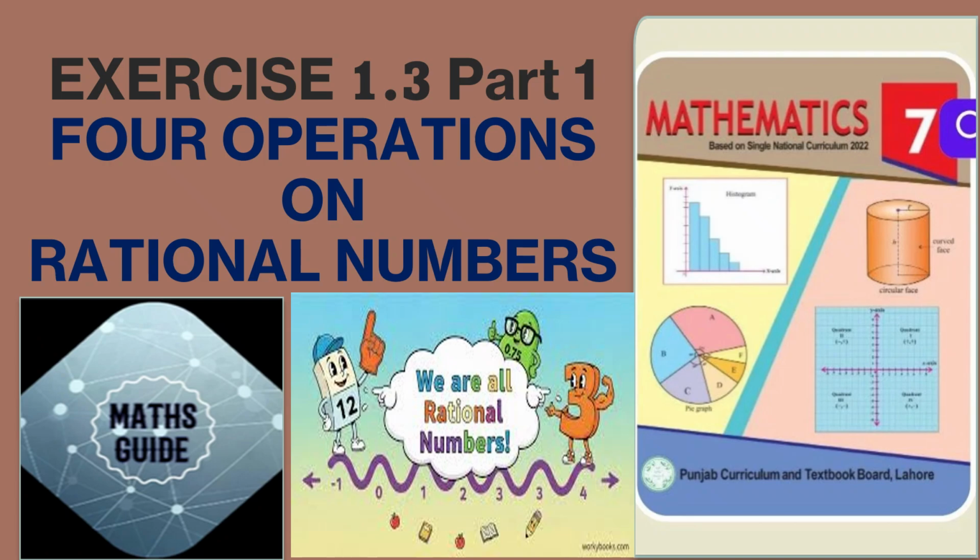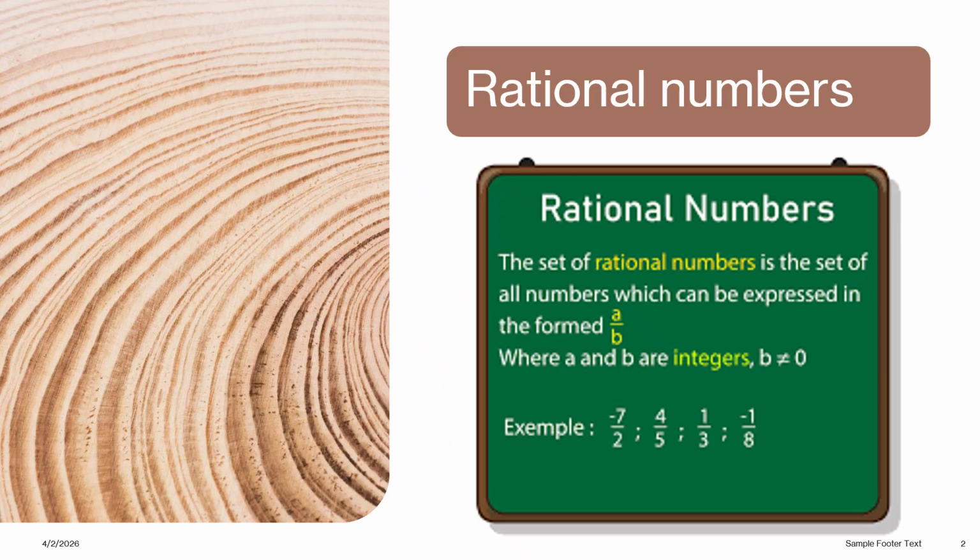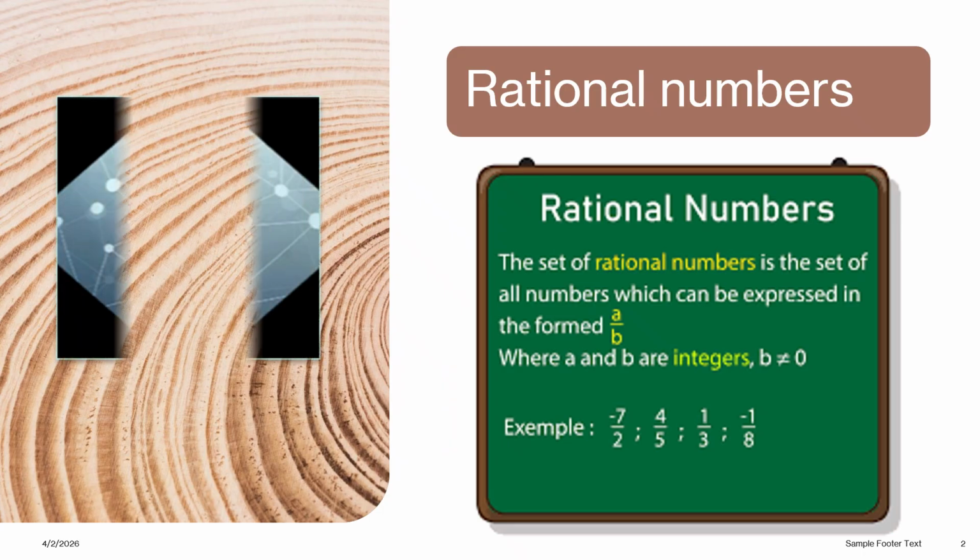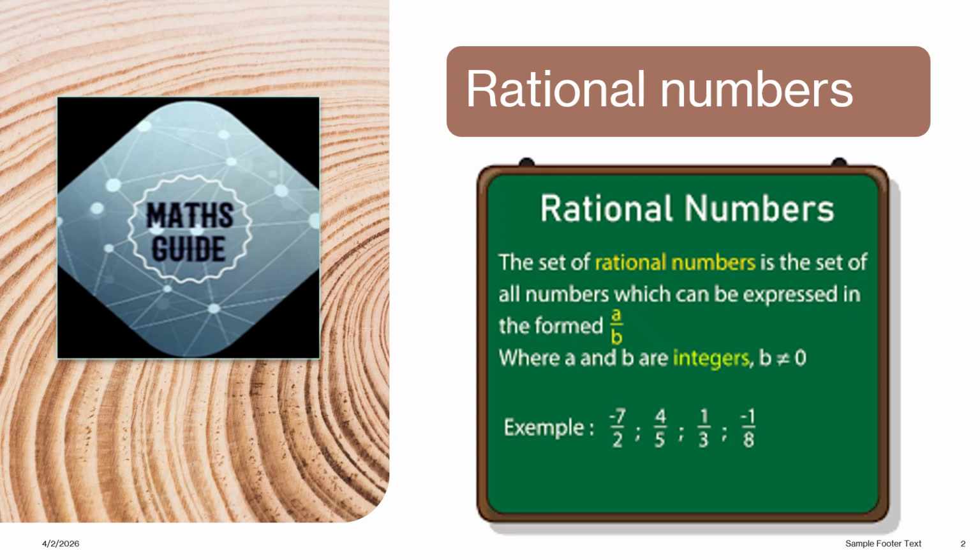Let's jump in. Before moving on to the main topic of applying arithmetic operations on rational numbers, we must know what we mean by rational numbers. Actually, they are a set of numbers which can be expressed in the form of the fraction a over b, where a is the numerator and b is the denominator, but make sure the denominator must not be 0. Rational numbers can be in the form of fractions or decimals, whether positive or negative.